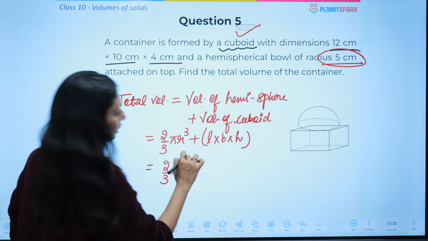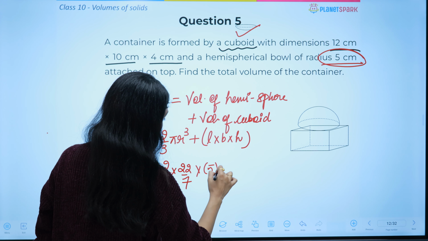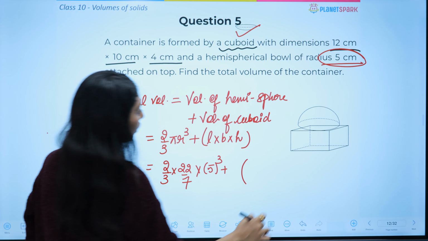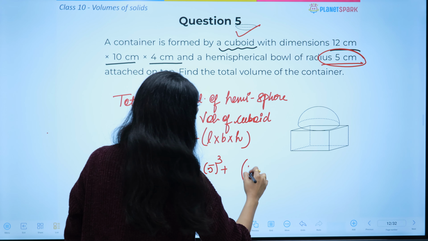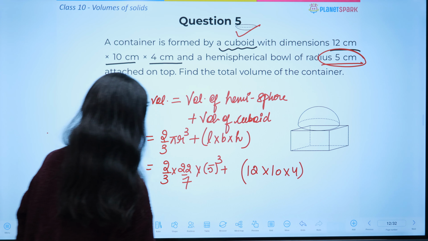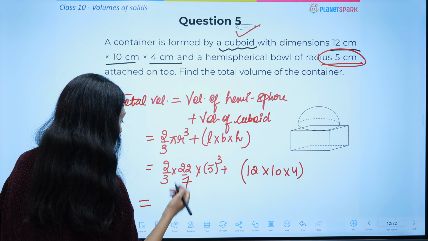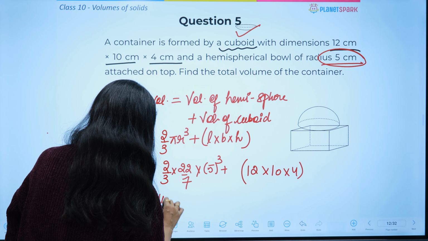22 by 7. What radius is given to us? 5 centimeter. So into 5 cube plus, for the cuboid the dimensions are given 12 into 10 into 4. Here nothing is getting cancelled out, so we have to directly multiply.